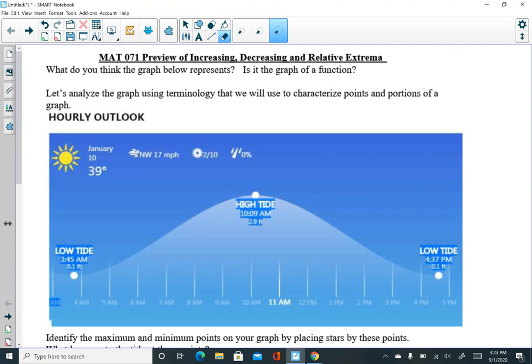Hi there. So in this video, I'm looking to give you a preview of how to calculate intervals of increasing and decreasing, as well as what are the points for relative extrema. And relative extrema is really just fancy terminology for finding your maximum and minimum points. And hopefully maximum and minimum points will be very intuitive for you because we think of a maximum being a highest point on the graph, and a minimum to be a lowest point on the graph.